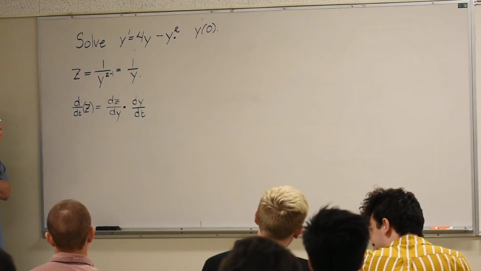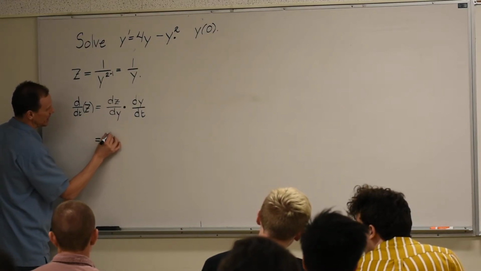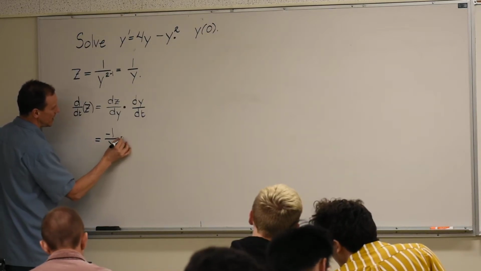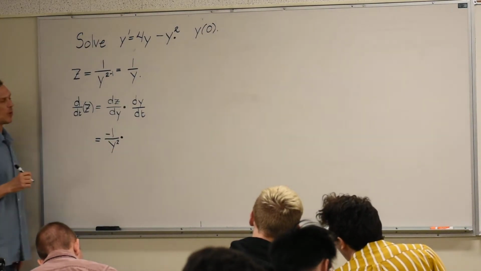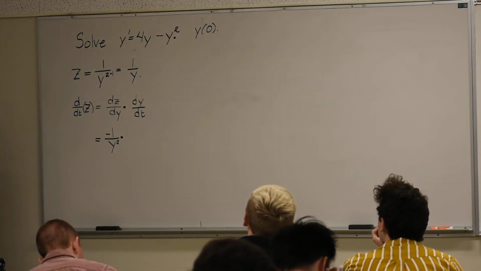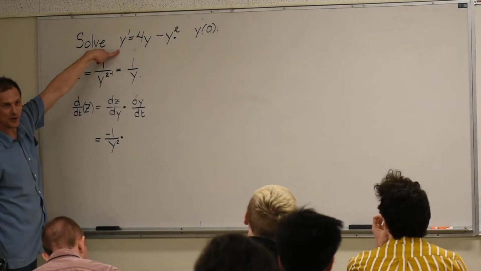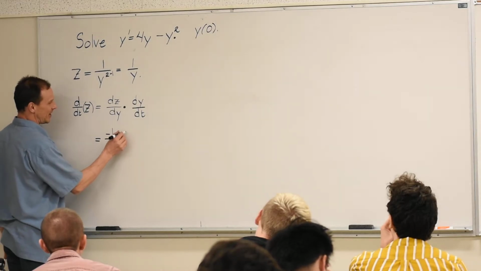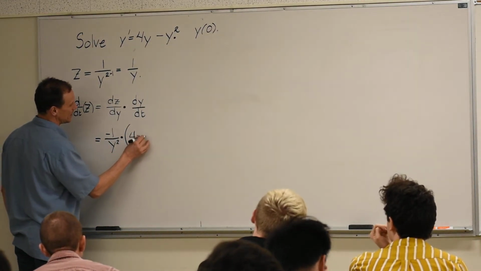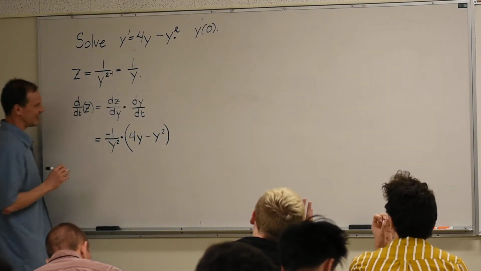Oh, I know. We take the derivative of z with respect to y. That's going to be minus 1 over y squared, times, what's the derivative of y with respect to t, though? The answer is right there. That's the derivative of y with respect to t. So times 4y minus y squared. Isn't that the slickest thing?